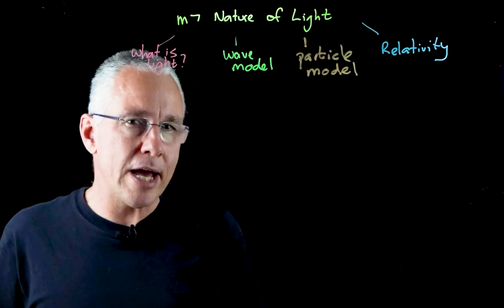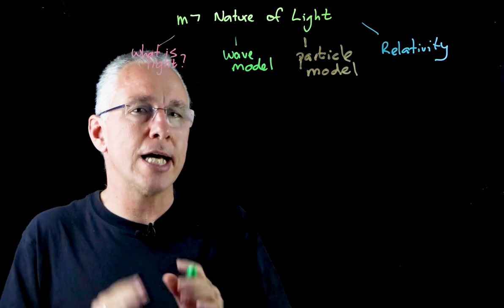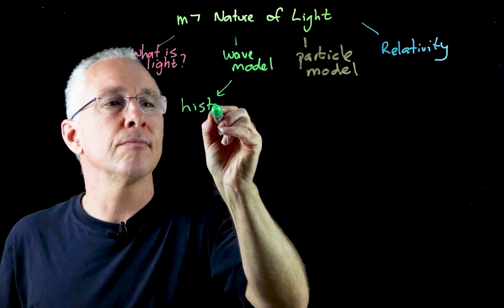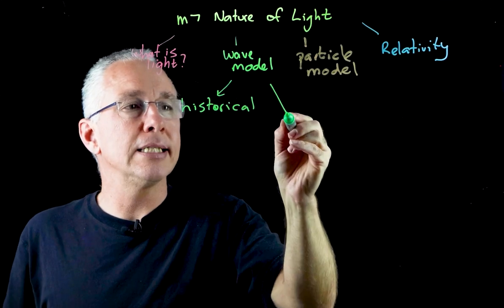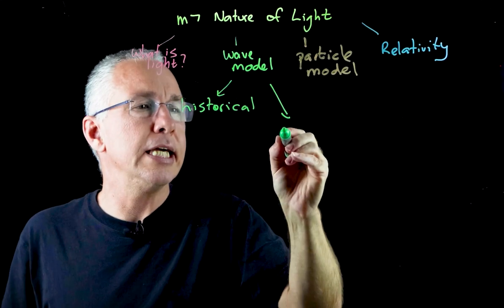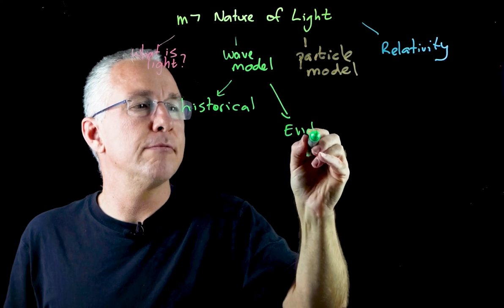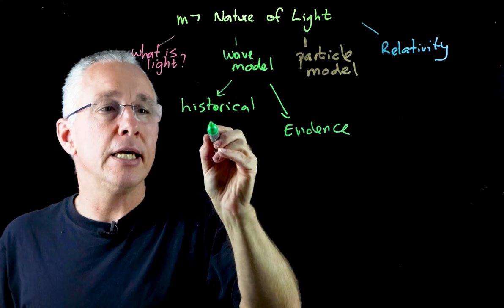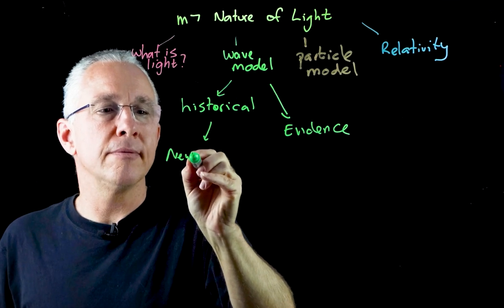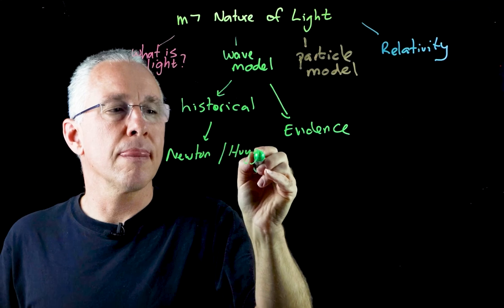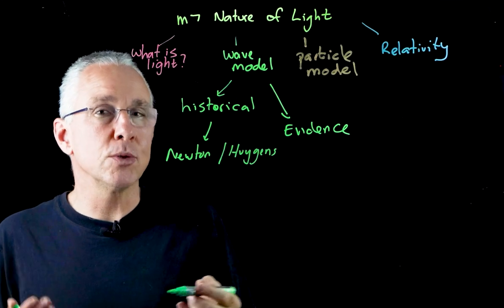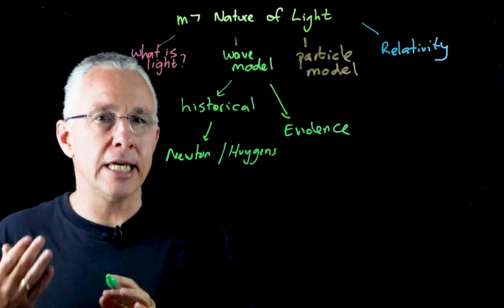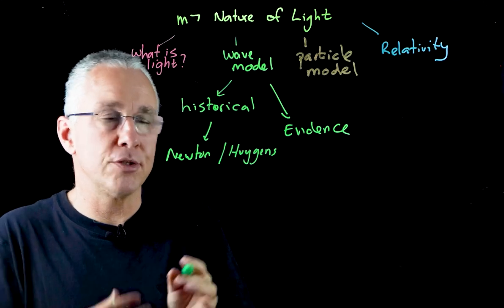Now, when we examine the wave model, we're looking at really two aspects. First, again, we're looking at the historical. And then what we look at is, well, what is the evidence of the wave model? So historical, we're particularly interested in Newton and Huygens. In other words, they had competing models of what light actually was. You need to be familiar with the two models and the evidence that supported their assertions.